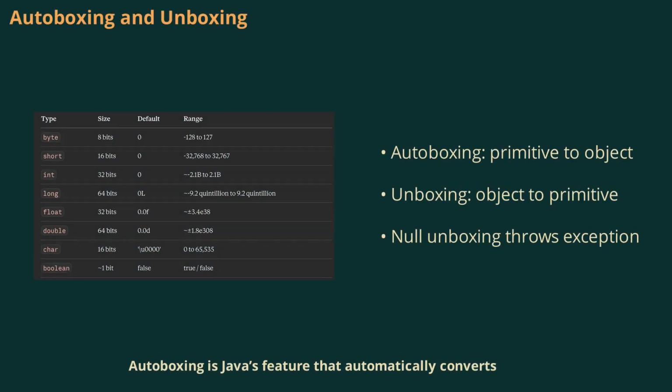Autoboxing is Java's feature that automatically converts a primitive type to its corresponding wrapper class, such as int to Integer. Unboxing is the reverse process, converting a wrapper object back to its primitive type. This makes working with collections and generics easier, as they require objects rather than primitives. However, be cautious. Unboxing a null wrapper will throw a NullPointerException at runtime, so always check for nulls before unboxing.